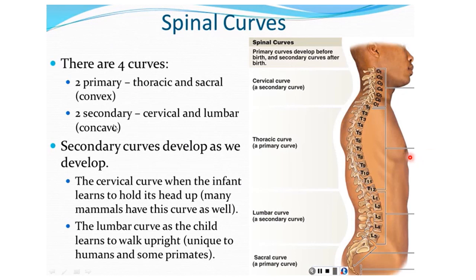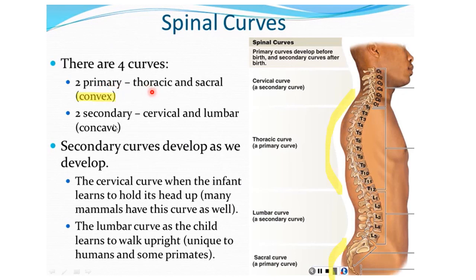So now the spinal curves. There are four main curves, right? So you have two primary curves. What does that mean, primary curve? Curve you're born with, okay? The primary is like the baby's born with it. That's the thing you call primary. So those are the thoracic and sacral.